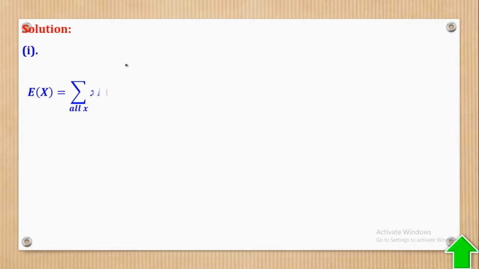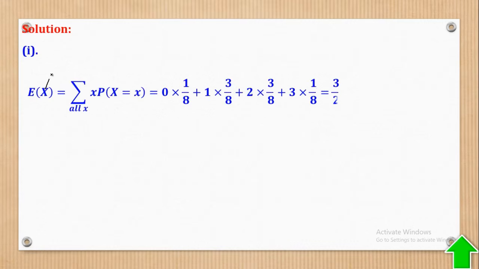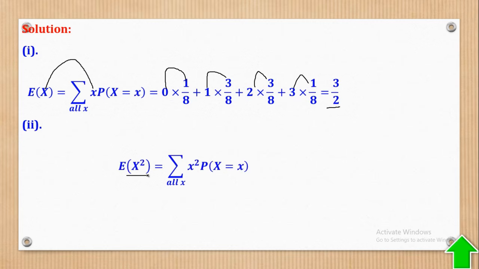So for the mean, we know that this is given by this formula. Where there is x here, I put x there. So we're going to substitute x with its corresponding probability up to the end. They will stop at x equal to 3, so the outcome is 3 over 2, and that will be our mean of x.